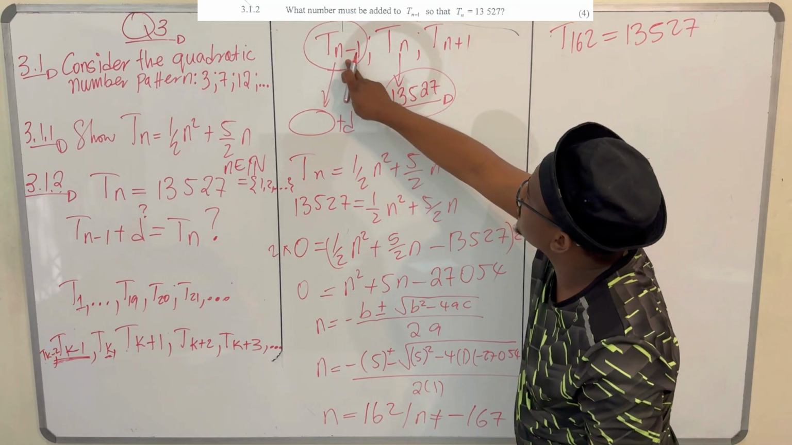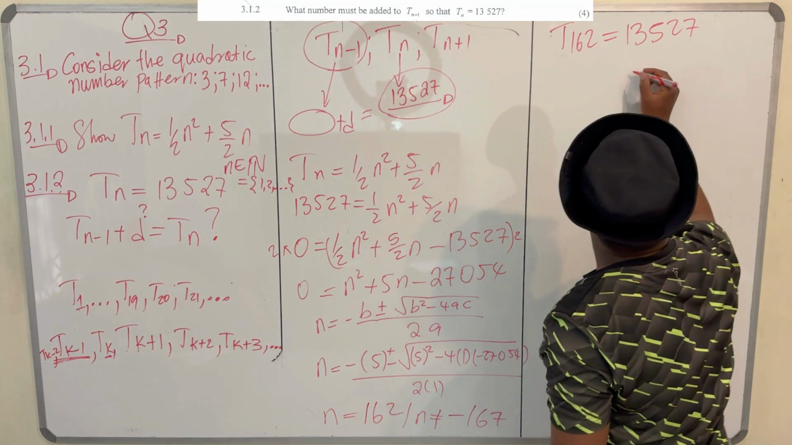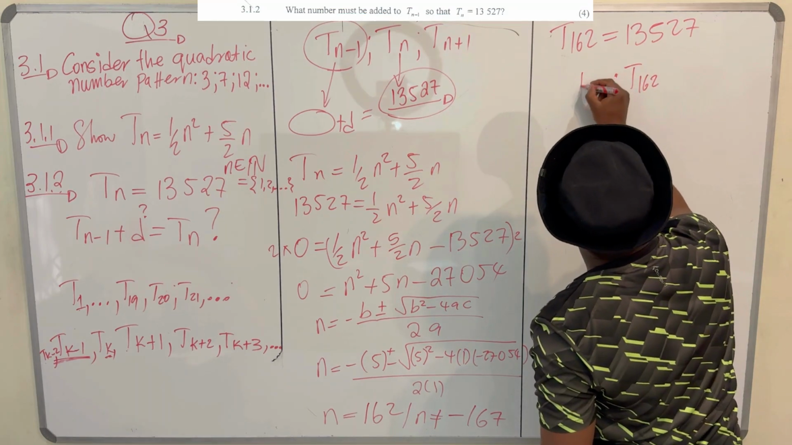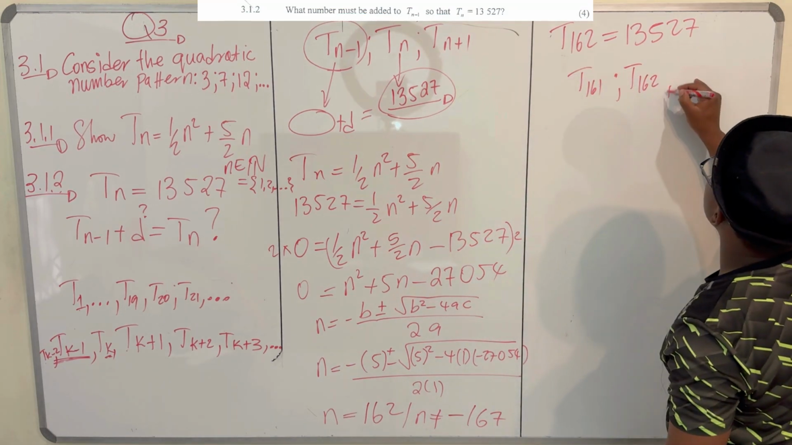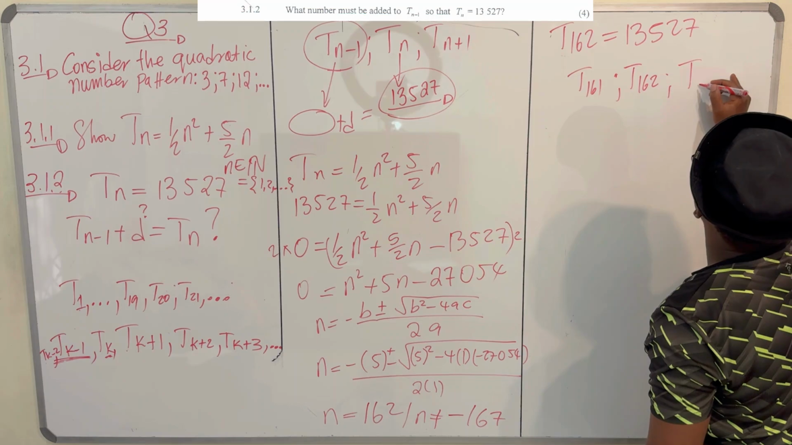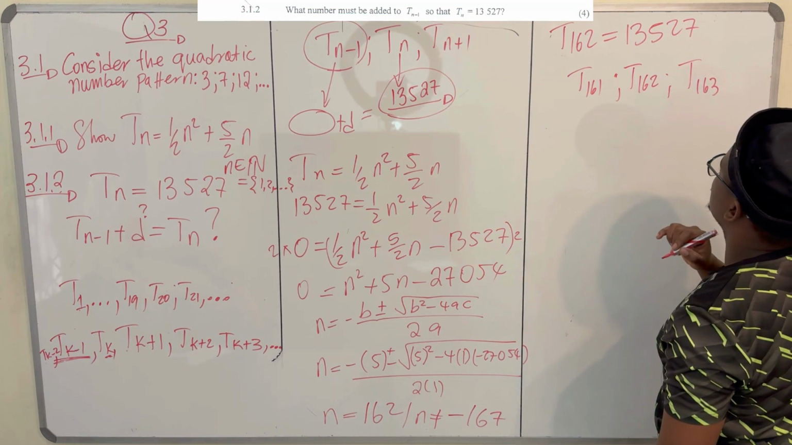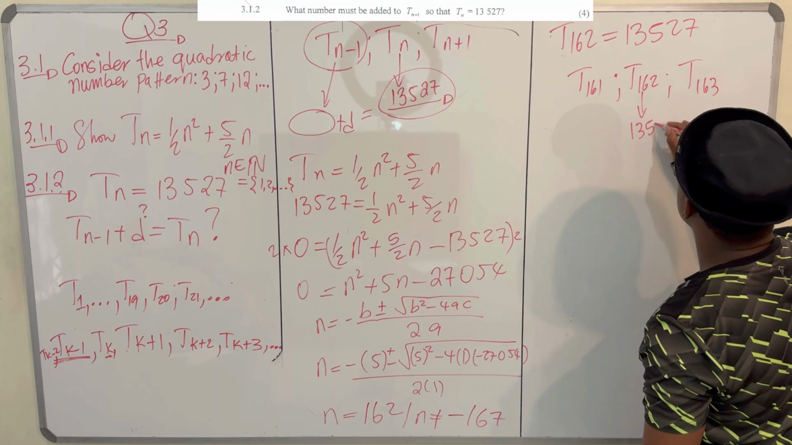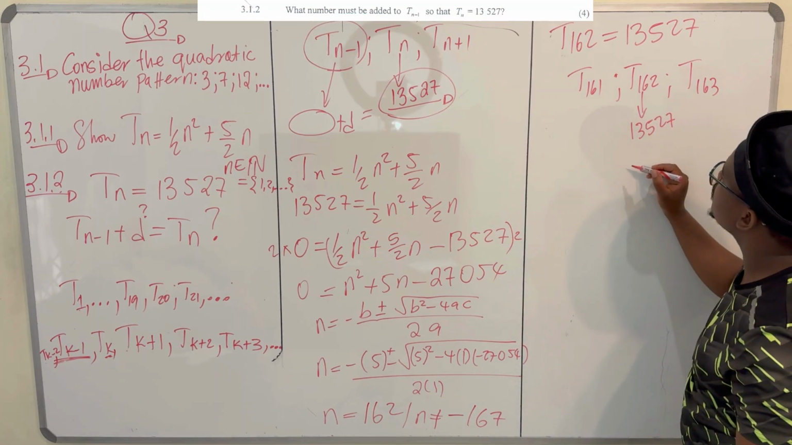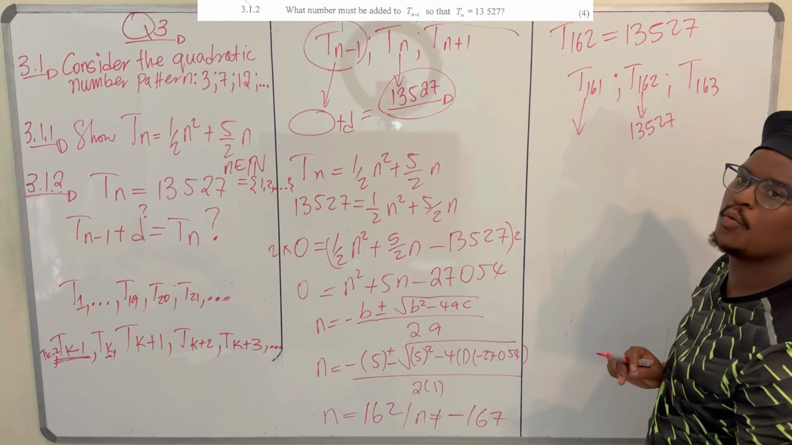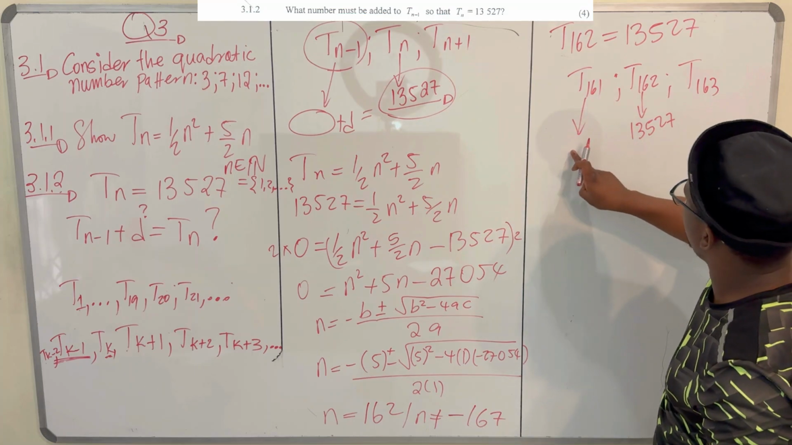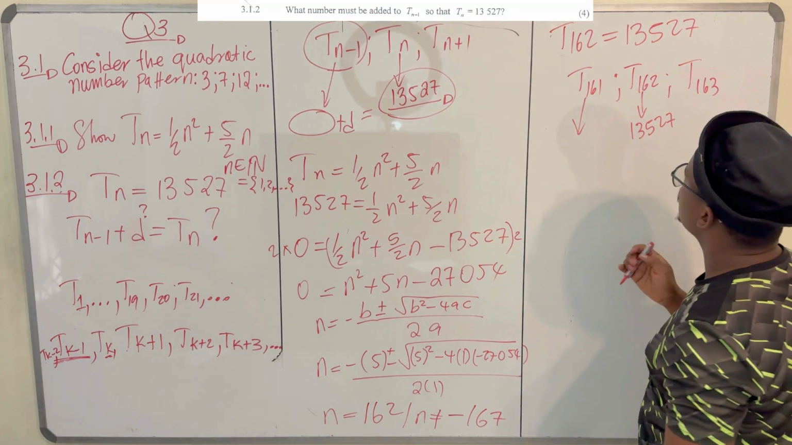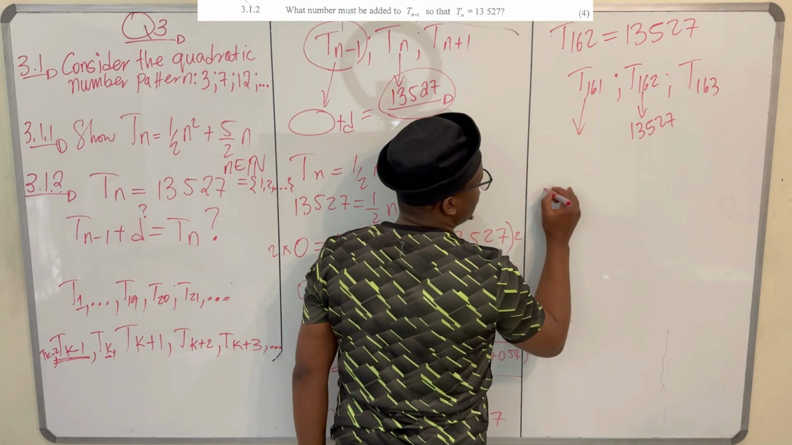The term next to it is... So if you have T162 here, the term ahead of it should be term 161. The term after it should be term 163. So you know the value of this one, that is 13,527. So what you need is to find the value of T161. Then you will see what you need to add to this value so that you get this. That's what you are asked to find. So let's go and find T161.